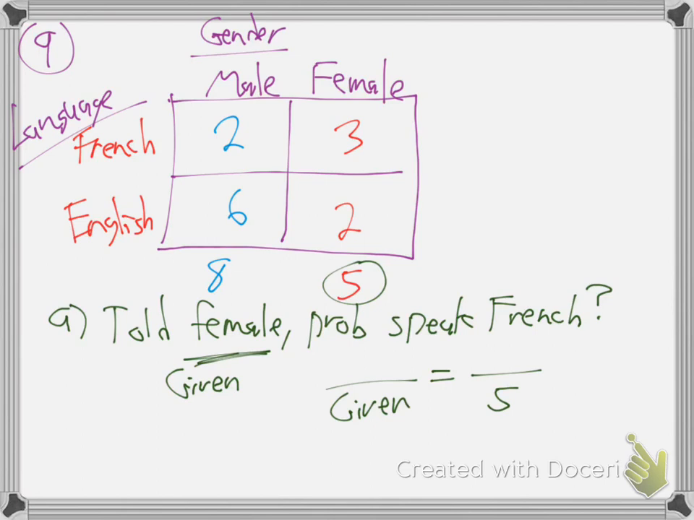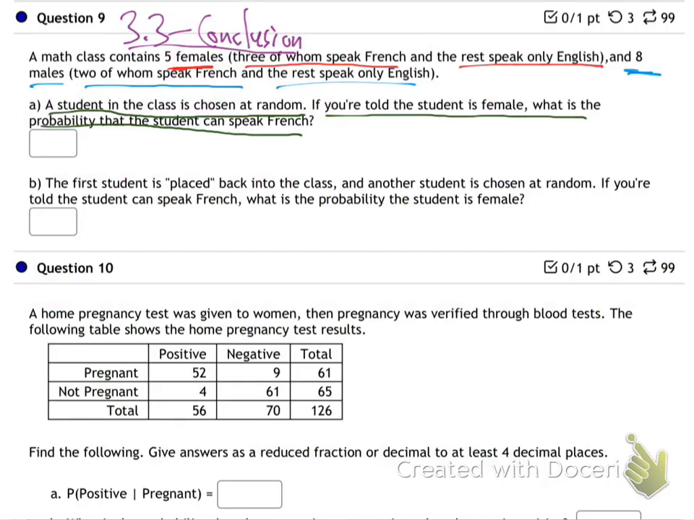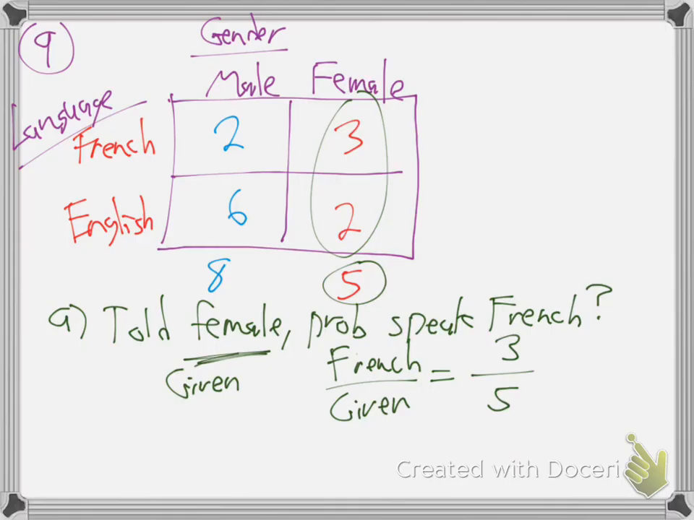Okay, and then on the top goes French. What's the probability they speak French? The probability thing always goes on the top. So how many speak French out of those 5? 3 out of 5 speak French. Do they want decimal or fraction? When you click on the thing, they want a fraction, so I'll just leave it like that. 3 out of 5. We good? That making sense? The given is always the denominator.